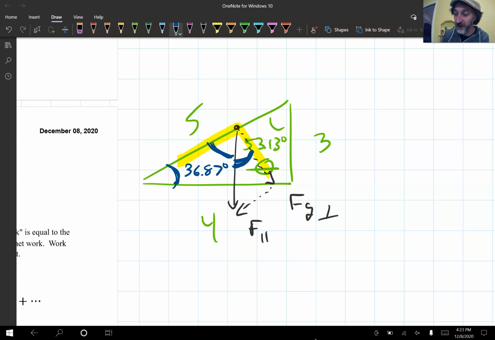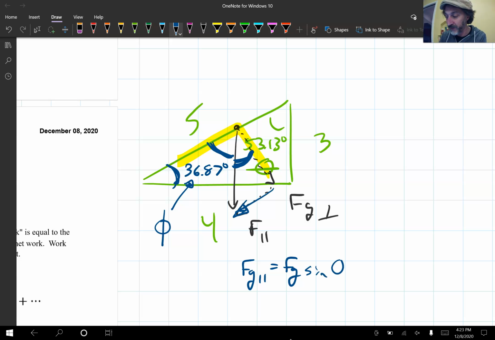So let's give that 36 degrees a new name. We can't use theta, so why don't we call it, I don't know, how about phi? Greek letter phi, however you prefer to say that. All right, so our FG parallel is actually FG times, let's see, parallel is opposite, so that's going to be the sine of phi. Okay, so that's 490 newtons times the sine of 36.87 degrees.